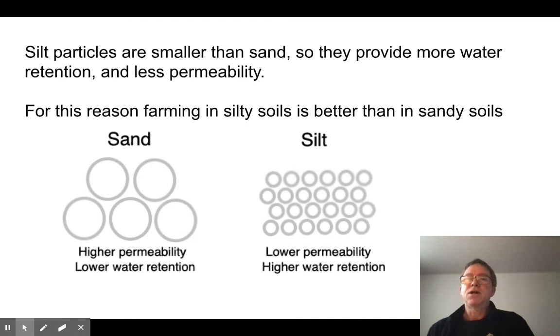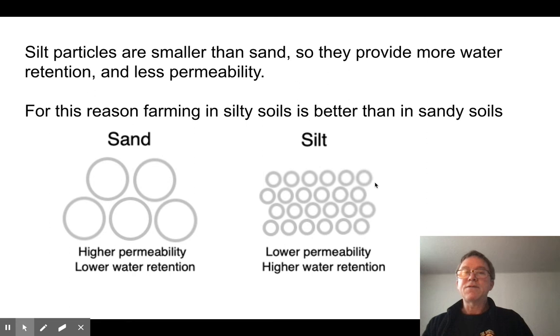Silt particles are just smaller versions of sand. Now sand is usually made out of a mineral called quartz, but it doesn't have to be. Silt sometimes is. So basically, sand and silt are chemically pretty similar, just silt particles are smaller. And because they're smaller, they're going to provide better water retention. Remember, there's more surface area, so I can adhere more water molecules. But the price I'm going to pay is the openings between the pores are smaller, so I'll have less permeability.